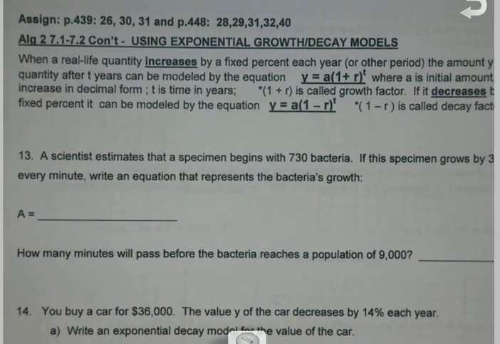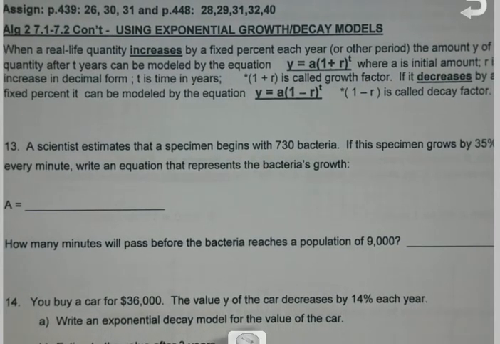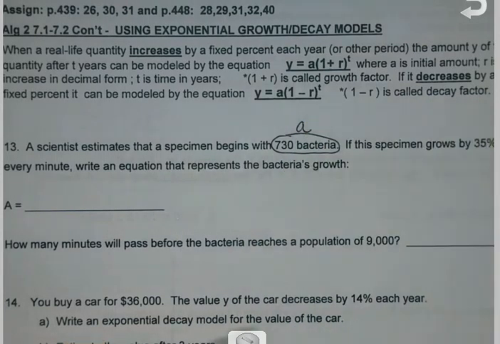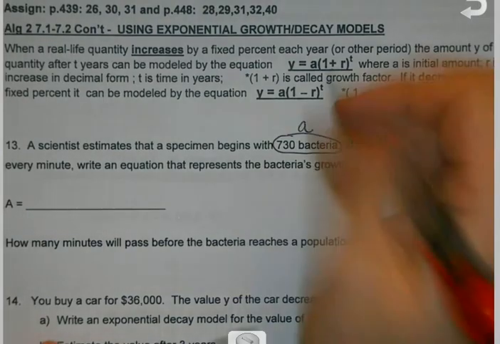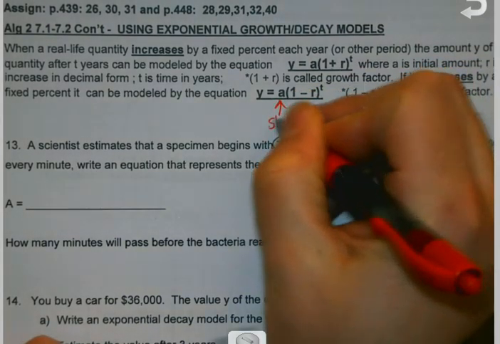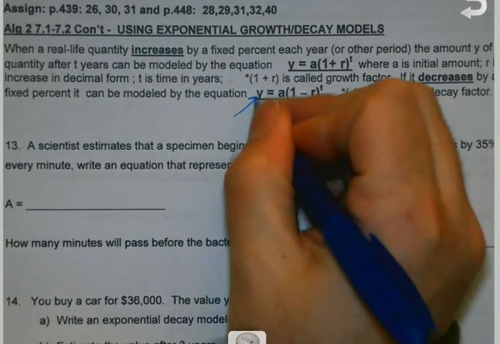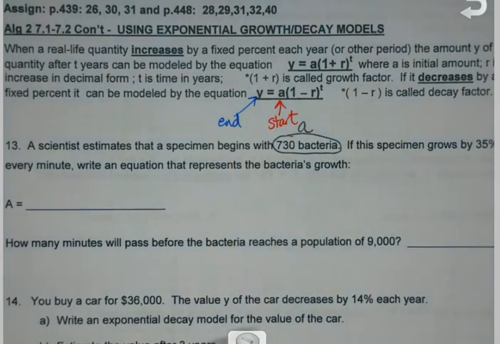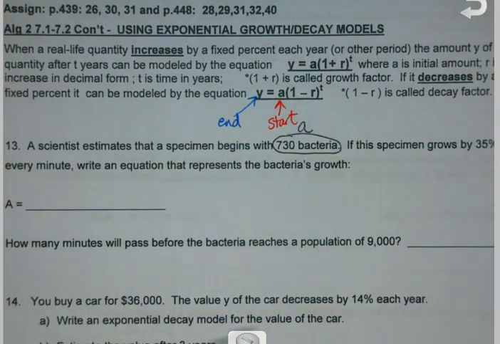So I look and I go, okay, number 13. A scientist estimates that a specimen begins with 730 bacteria. Okay. This is my starting value. That A that's in both of these formulas is what am I starting with? Okay, actually let's make a little note of that. So when we're doing these, the A value is what I start with. The Y value is what I end up with. Okay? So whatever calculates over here equals what I'm going to have at that particular point.